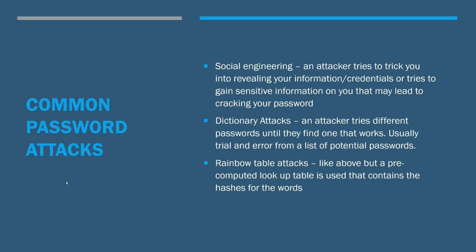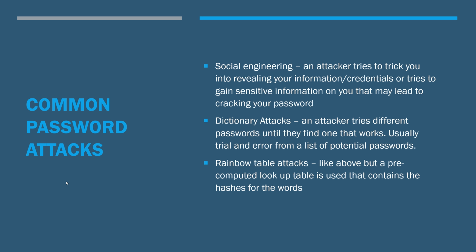Moving on to the second part of attacks. The second kind of known attacks are dictionary attacks. An attacker will try different kinds of passwords until they find one that works. Usually it's trial and error from a list of potential passwords that you might use. That's why we want to make sure that we're not using words that are in the dictionary, because those are the words that they're going to try right away to try and get your password hacked into.